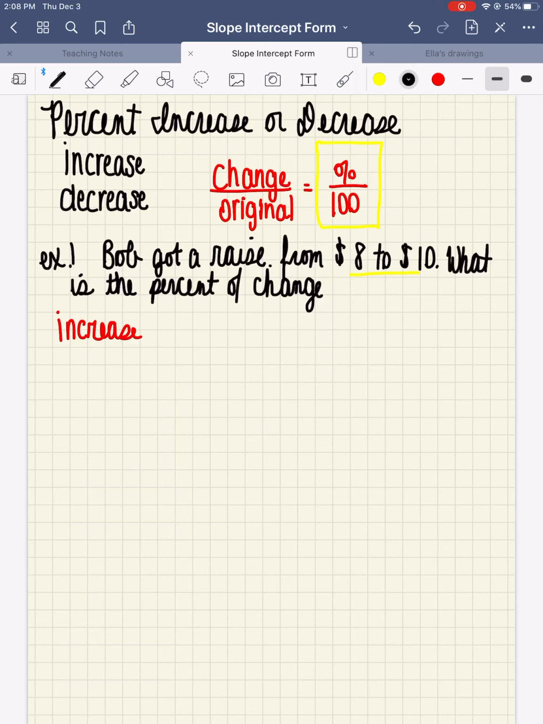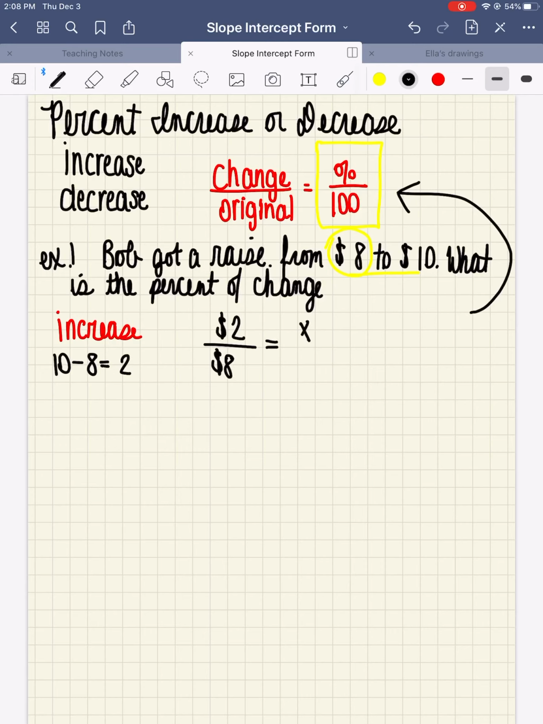Going back up to my formula, it asks me first for the change. So I need to find the amount of change, and that's a pretty simple thing to do. I'm going to subtract. I'm always going to put my bigger number first because I don't want a negative amount here. So he went from $10 to $8, which means the change was $2. The next thing it asks me for in my formula is the original. If I go back up to the top, I see that the original amount that Bob had made was $8. So that's going to go here on the bottom.